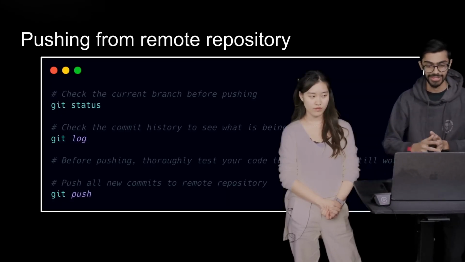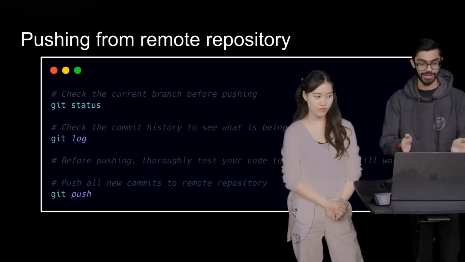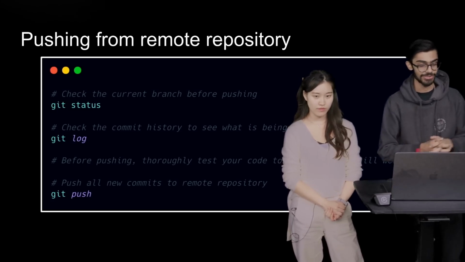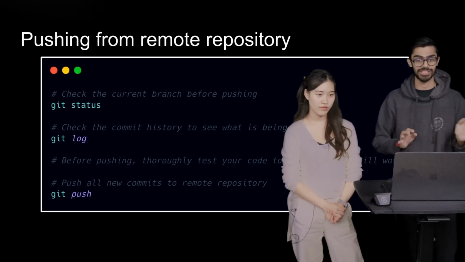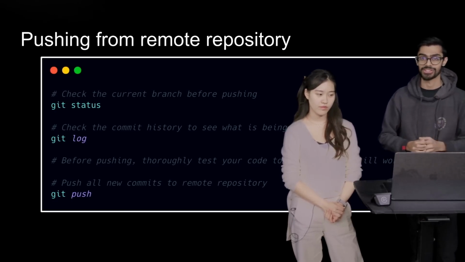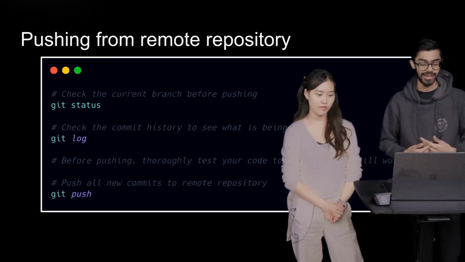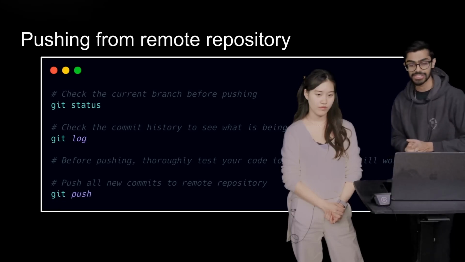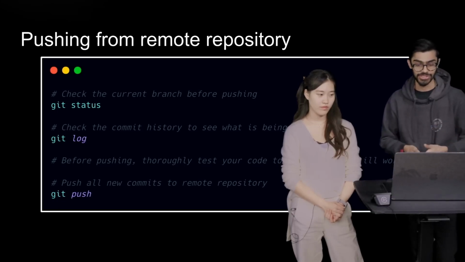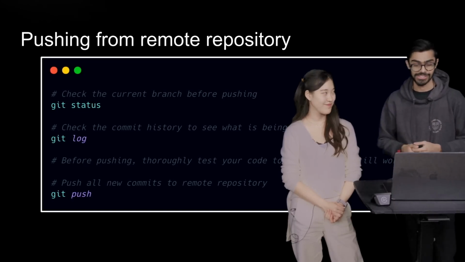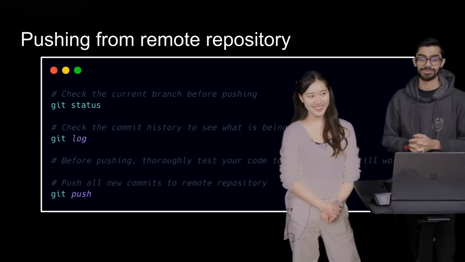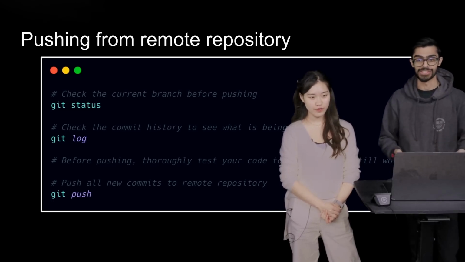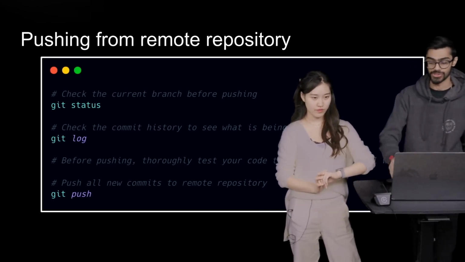We've got a couple of commands here that you can use. You can do git status. Again, this is important to check the current branch because you want to make sure that you're committing to the correct branch that you're supposed to be working on. You can use git log to check the commit history. Before you push, you should thoroughly test your code, to reiterate that. And then the git push command allows you to push all of these new commits and changes to your remote repository.